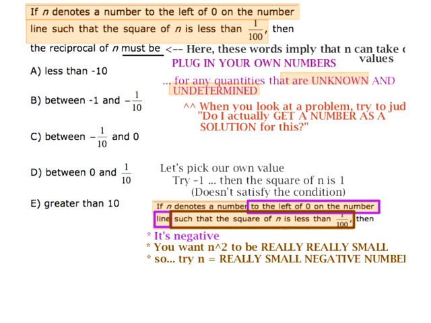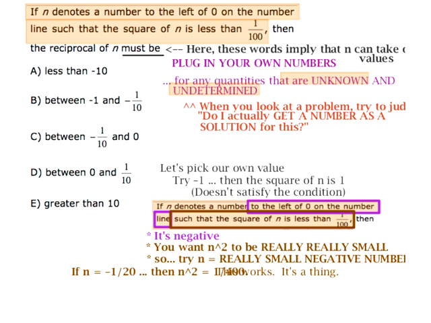So, for instance, let's take Anish's suggestion: if n is negative 1 over 20, then n squared equals 1 over 400, which is a positive number. So this satisfies the condition. So this works. It's a thing.